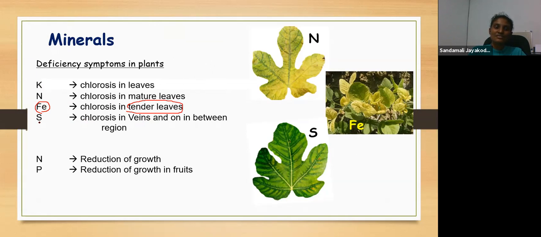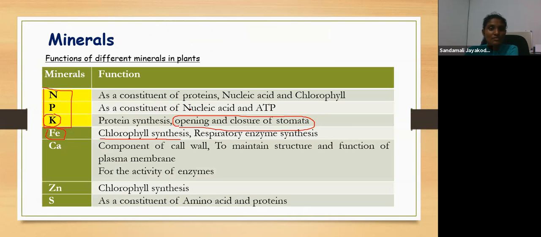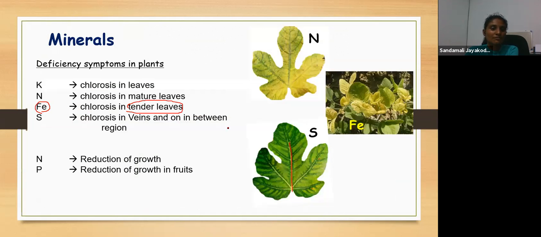When there's a deficiency of sulfur, veins and the in between area, just like this, veins become yellow in color. Like here, and the in between area. Around the vein, it is green in color, but the in between area is yellow in color. And here, N and P again affect the reduction of growth. As I told you, they are the factors which produce all the biological molecules. So they affect the growth, reduction of growth.